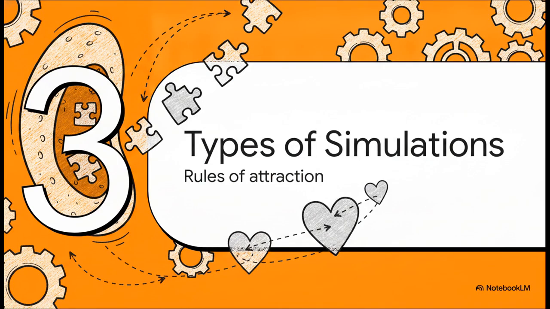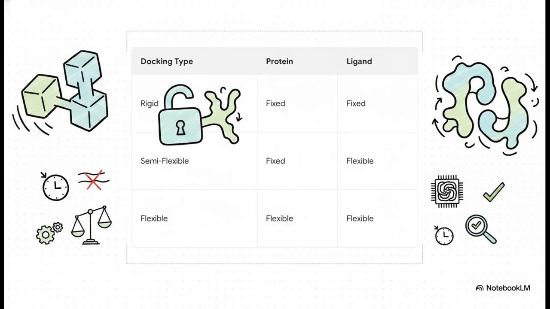Types of docking simulations. Setting the rules of attraction. Just like any matching algorithm, we have to set some rules. Bioinformaticians generally take one of 3 distinct approaches here. With rigid docking, both the protein and the ligand remain completely fixed in shape. It's really fast, sure, but it's less realistic because biology is inherently dynamic.